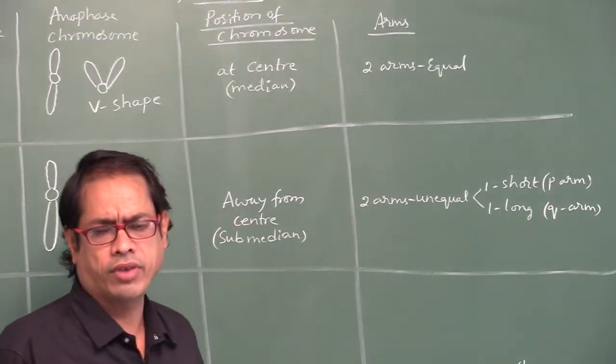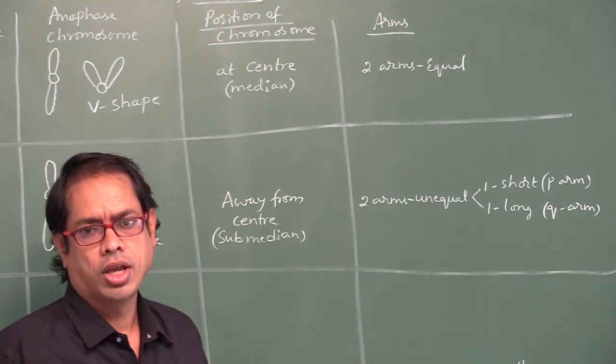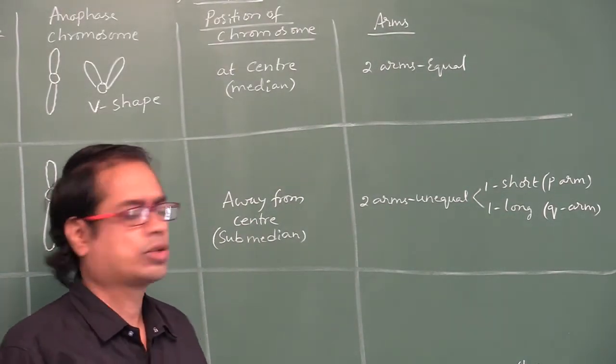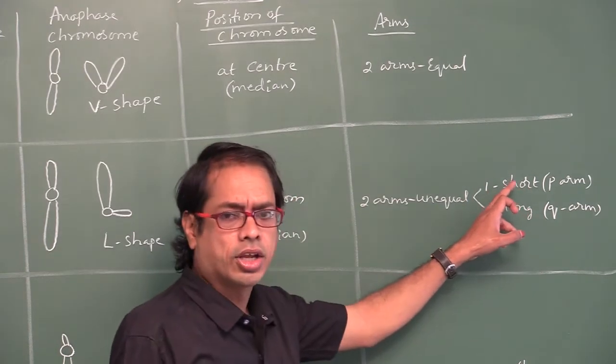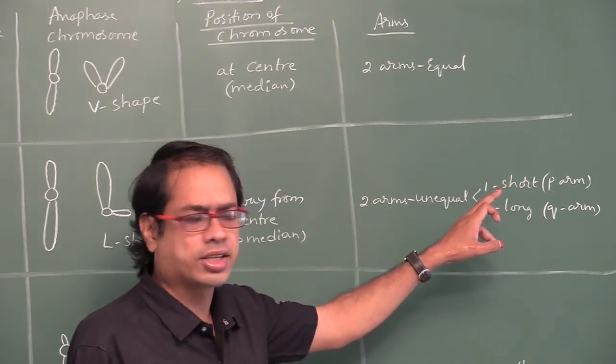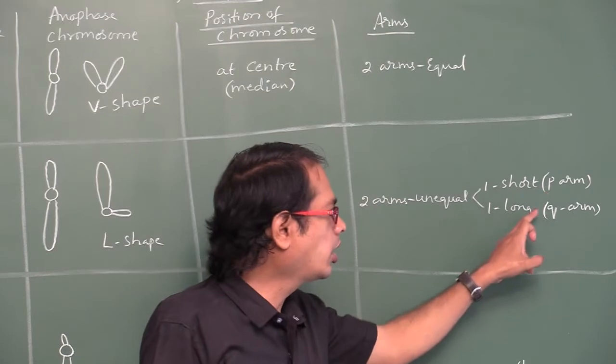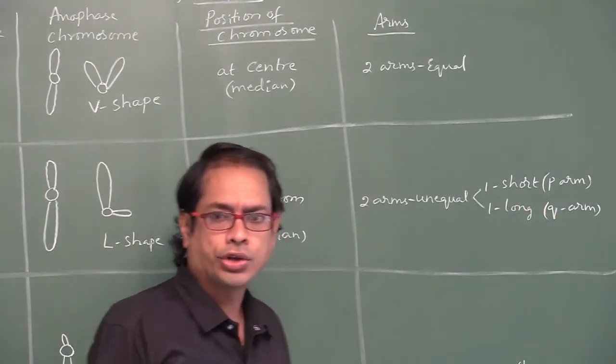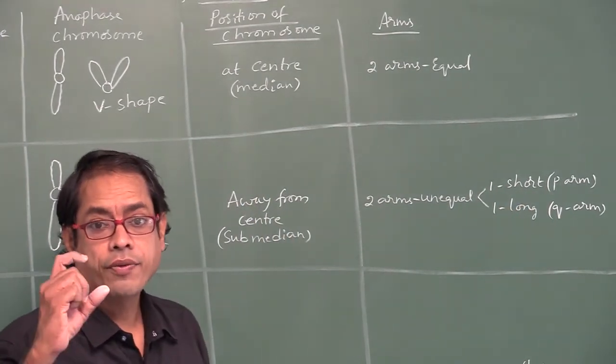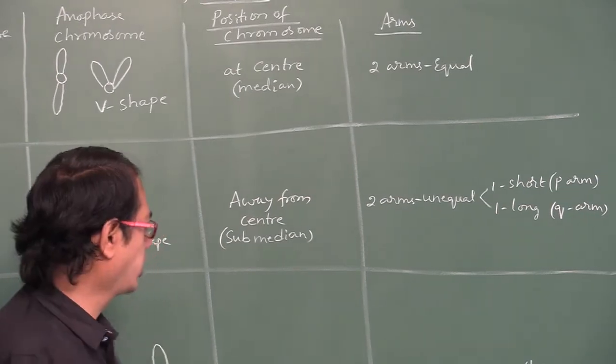The short arm is called the P arm, and the long arm is called the Q arm. That comes from the French language. After P, Q will come. That is why the short arm is recognized as the P arm and the long arm is considered the Q arm.